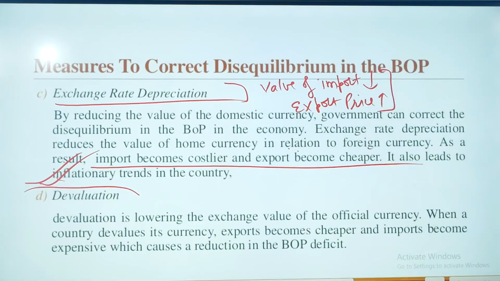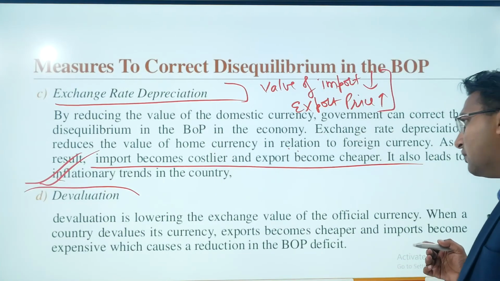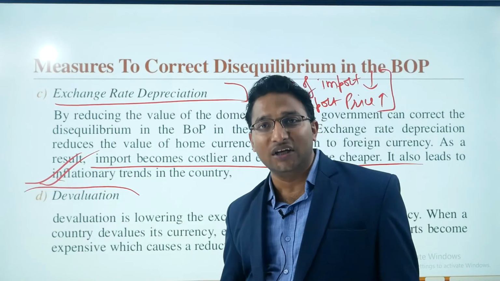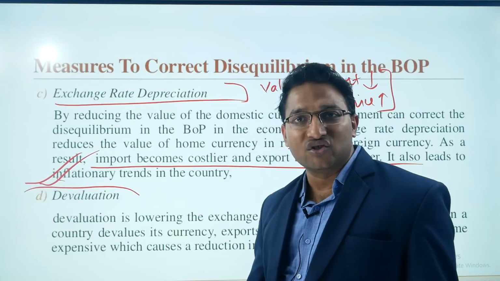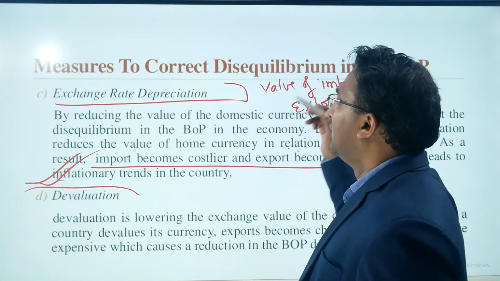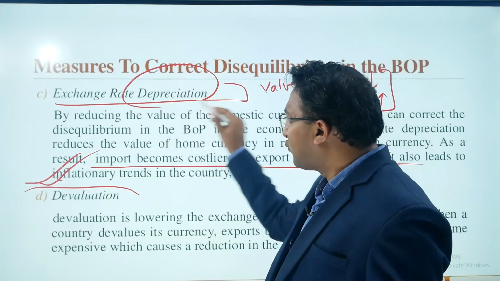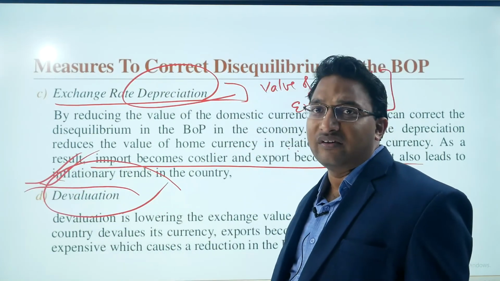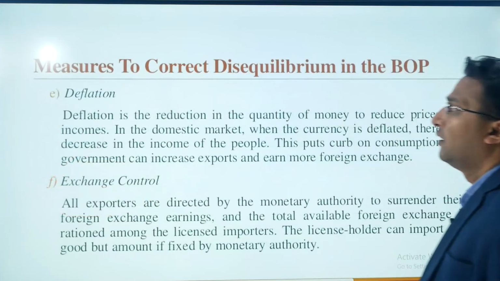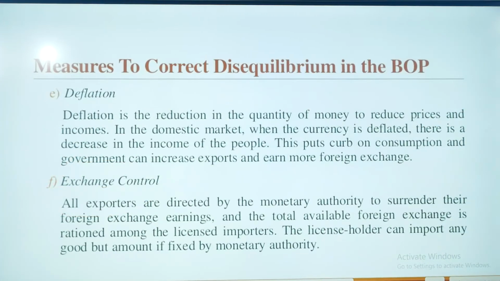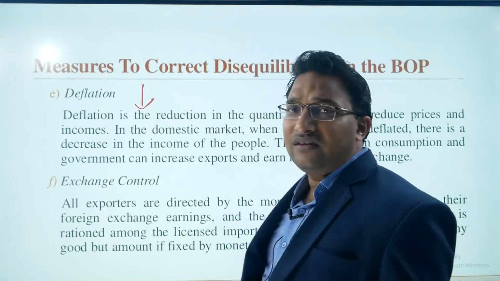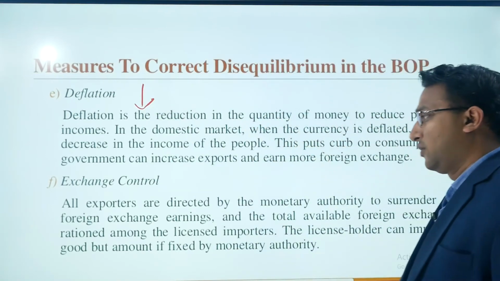Devaluation. So when the government devalues the currency officially through active intervention, then the impact remains the same. So depreciation happens through the market forces and devaluation happens through the active intervention of the monetary authority. Deflation can also decrease the prices. Deflation means decrease in the prices. So even the deflation can lead to increase in the export.